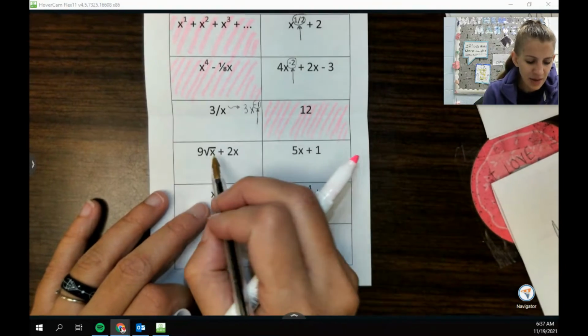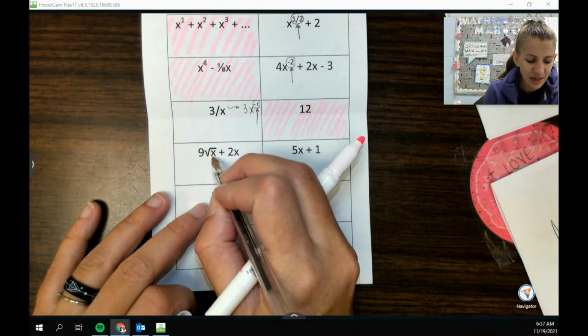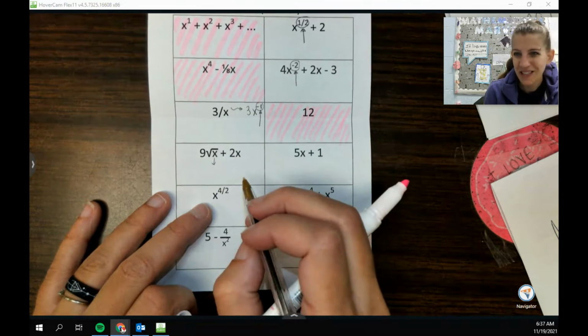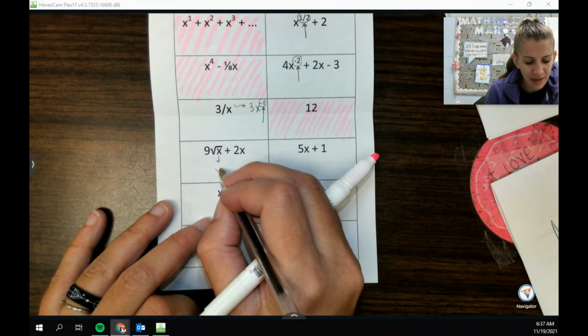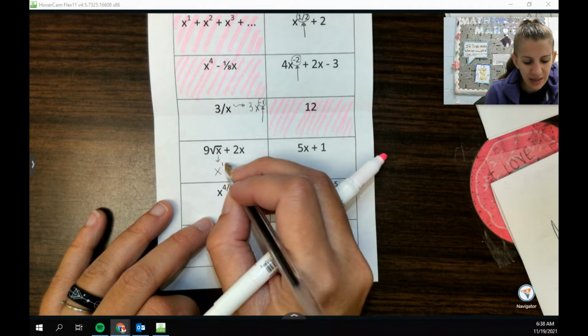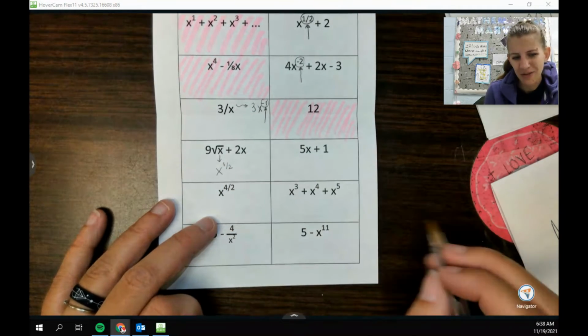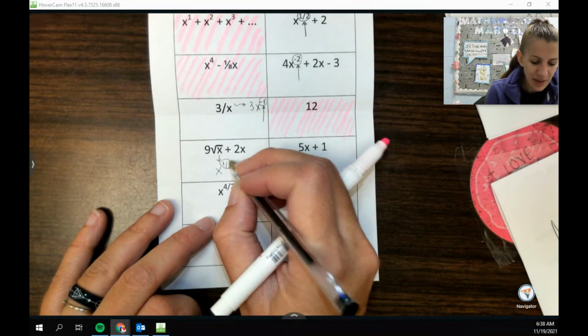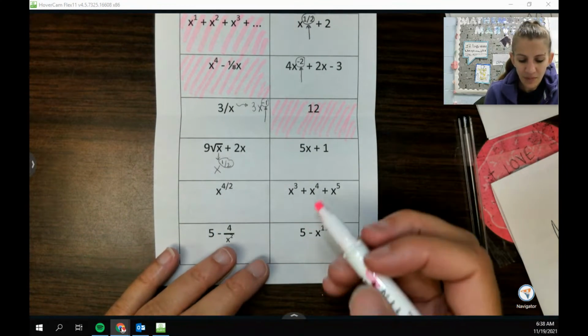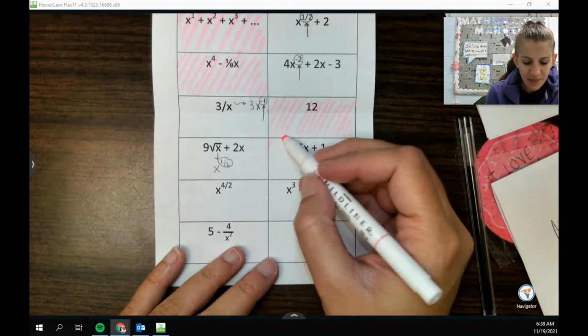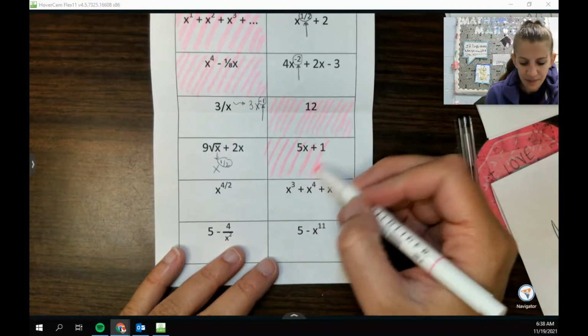This next one though, the root feels weird, rightly so, because the square root can also be written as a power, and its power is half. So this is not a polynomial because of that sneaky half power, that sneaky root. But 5x plus 1, that's a polynomial. That's all good.